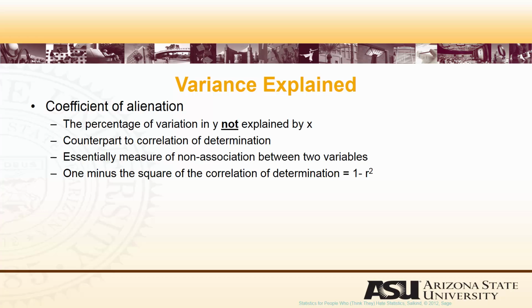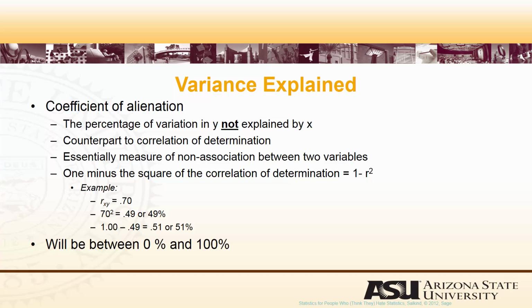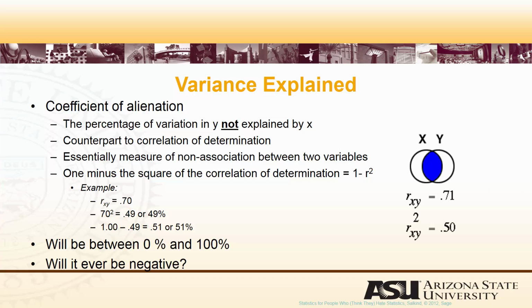The coefficient of alienation is the opposite of the coefficient of determination. It's the percentage of variation that is not explained by the other variable. So it's essentially a measure of the non-association. The formula for calculating it is 1 minus r squared. So taking our previous example, if the correlation coefficient was 0.7, our coefficient of determination was 0.49, our coefficient of alienation is 0.51. Again, it will be between 0 and 100%, and it will never be negative. So here we can see the two crescent moon shapes are our coefficient of alienation.